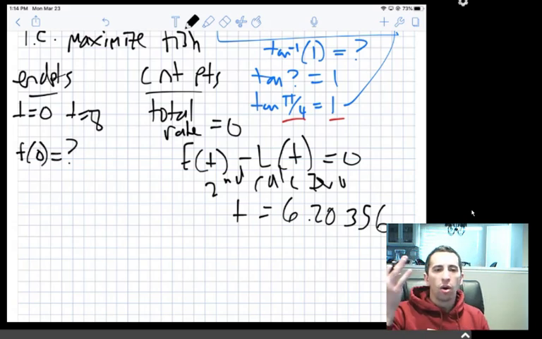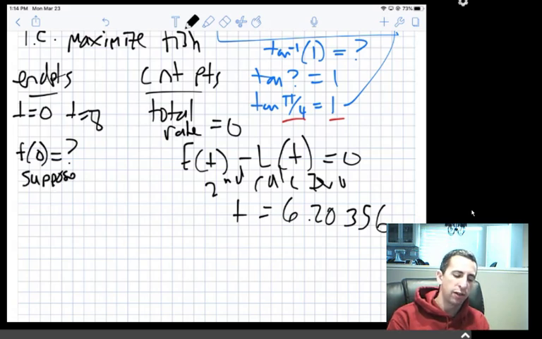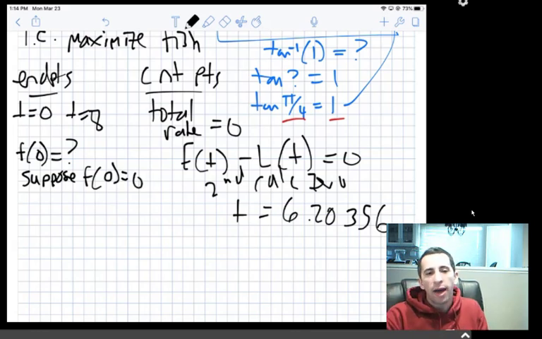So what I actually did when I saw this, there were a couple ways to do this. I said, okay, we don't really care what the max is. The problem only asks where it occurs. So what we could do is say, suppose f of 0 equals 0. Or you could say, suppose we start with 100 fish, or 200. It doesn't matter, because whether you go from 100 to 500 to 400, or from 0 to 400 to 300, the max still occurs at the same point in time.